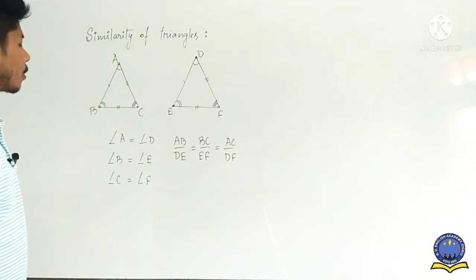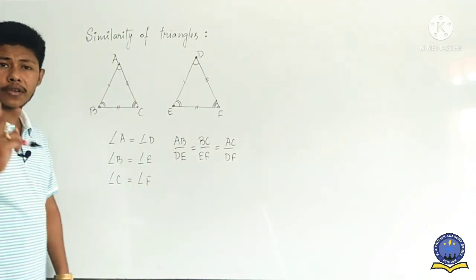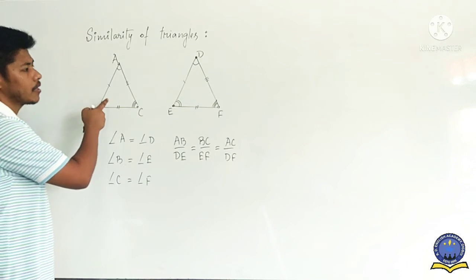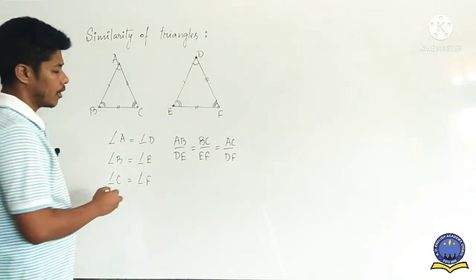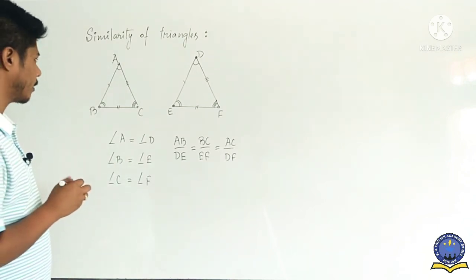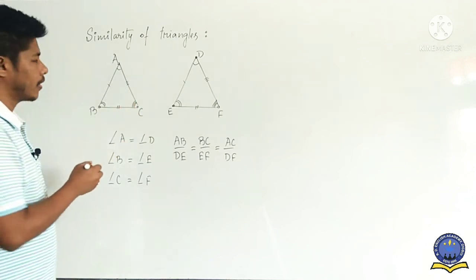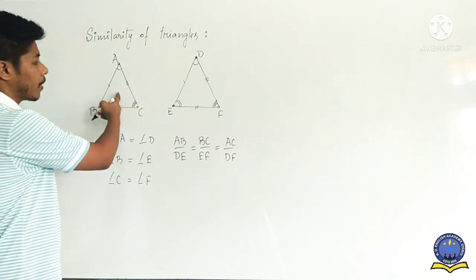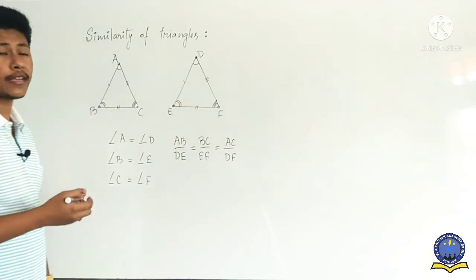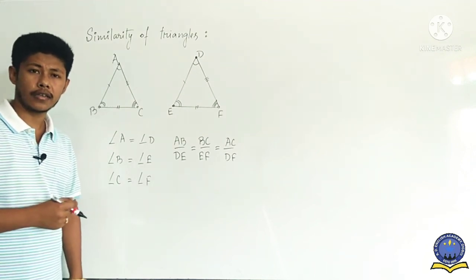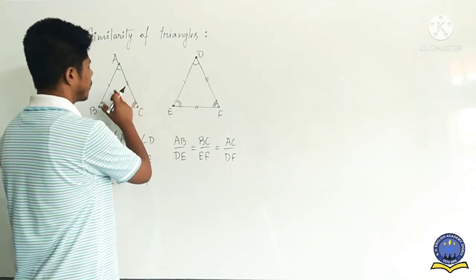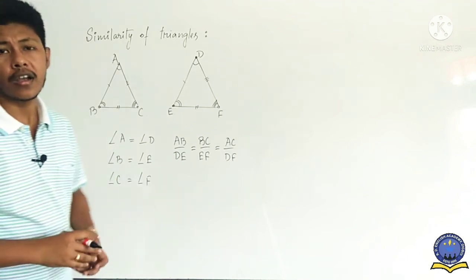Is it clear? These two are the conditions. If two triangles are similar, then the ratio of their corresponding sides are equal, and the corresponding angles are also equal. So in case of two similar triangles, we get these two conditions. One more thing: if the corresponding angles are equal, then these two triangles are also known as equiangular triangles, because for these two triangles the corresponding angles are equal.